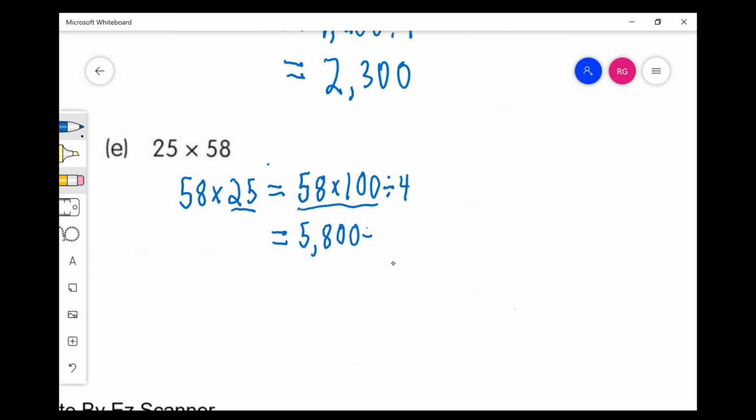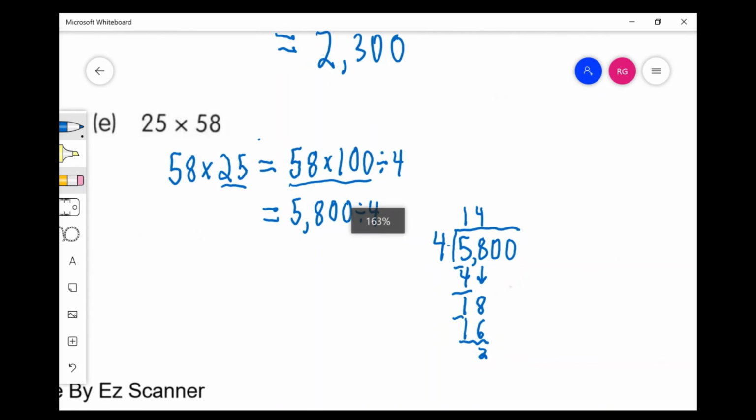5,800 divided by 4. I could work that out. I could say 5,800 divided by 4. See how that works out. So that goes in there one time. 1 times 4 is 4. So my remainder is 1. Bring down my 8. And next, it looks like I have to take 4 goes into 18 4 times. And I have 4 times 4 is 16. So my remainder is 2. And I bring down the 0.